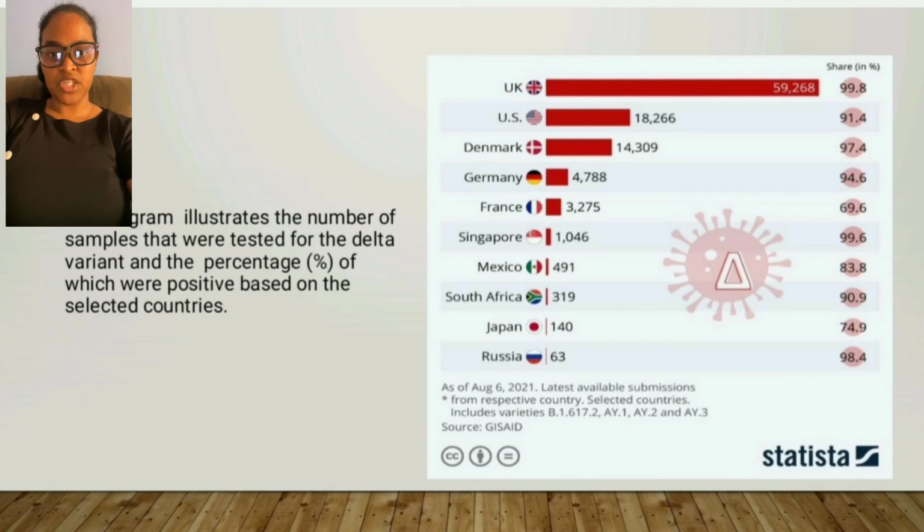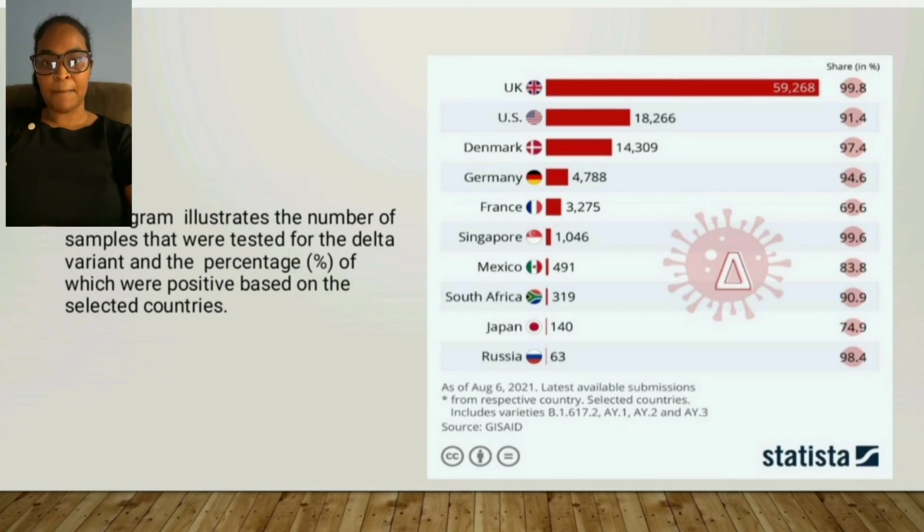Now I have a diagram here that I want to show you. So this diagram here is showing the number of samples that are tested for each country and the percentage that came back positive for the Delta variant. And we can see here that for all the samples tested, a high percentage of the samples came back positive for the Delta variant.